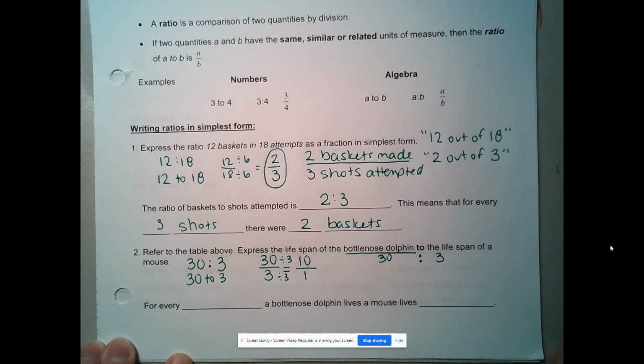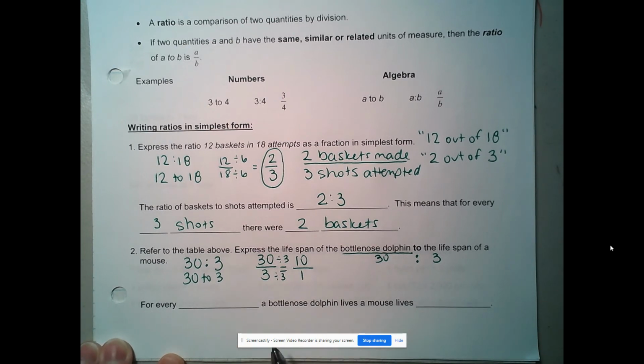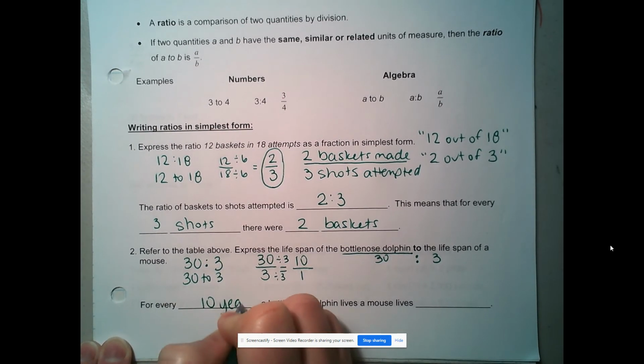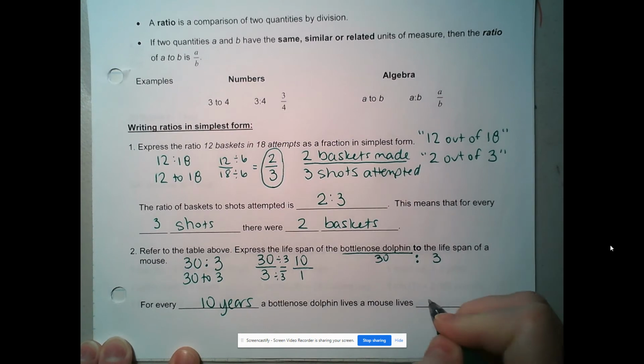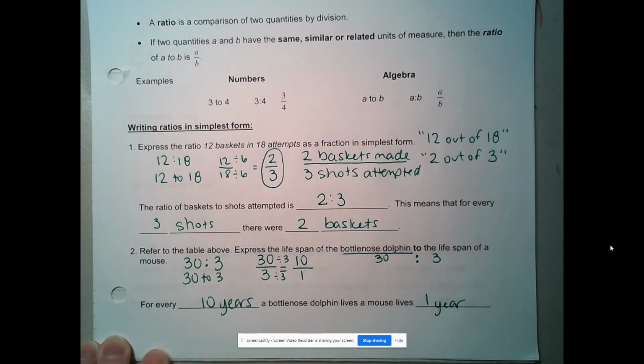So we're always going for lowest terms. So for every 10 years a bottlenose dolphin lives, a mouse lives 1 year. Always, always, always going for lowest terms. All right.